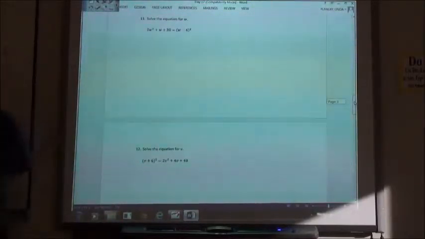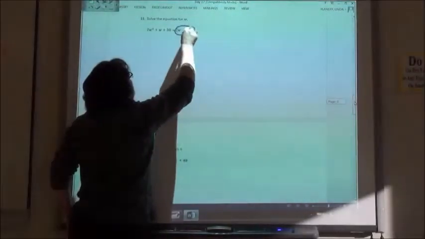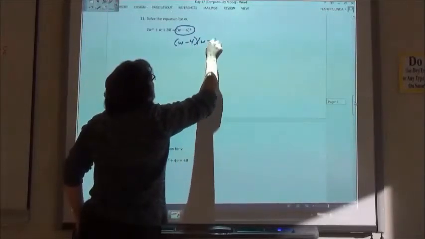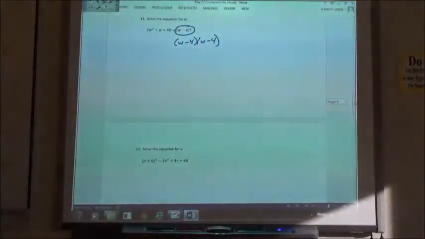What's the first thing I should do? You want to multiply that. W minus 4 times W minus 4, right? Now on the Alex program, they don't do that as their first step, and it looks really confusing, so ignore them. Do this first. It makes it easier.